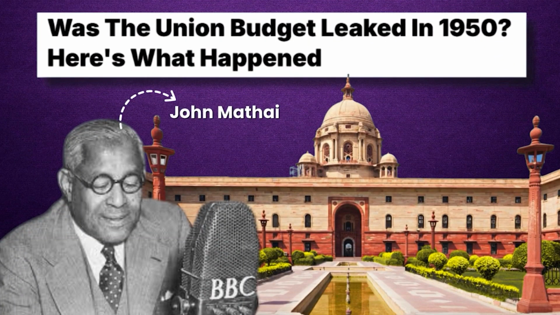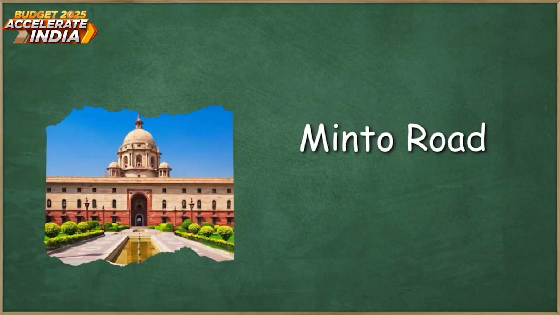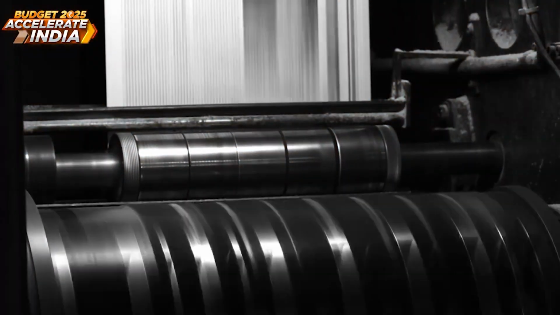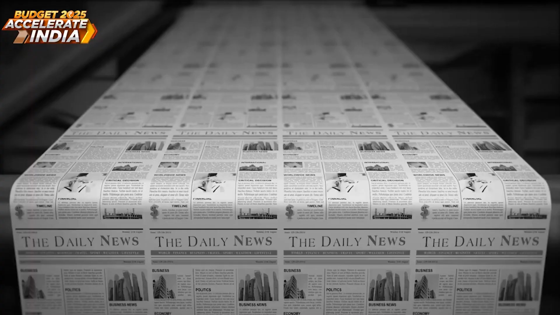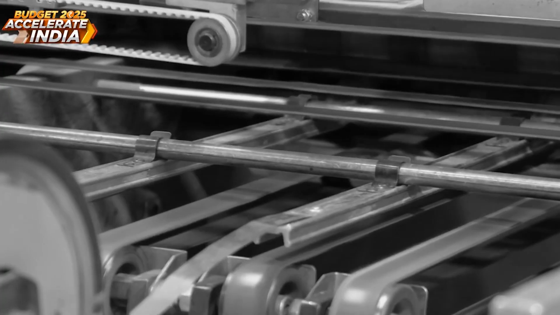After the leak, the printing was moved from Rashtrapati Bhavan to a government press on Minto Road from 1952 to 1980. Since 1980, a government press has been set up in the basement of the North Block in the Secretariat building, and that till date is the permanent printing location of India's budget.